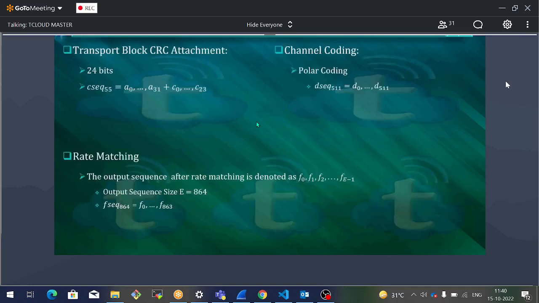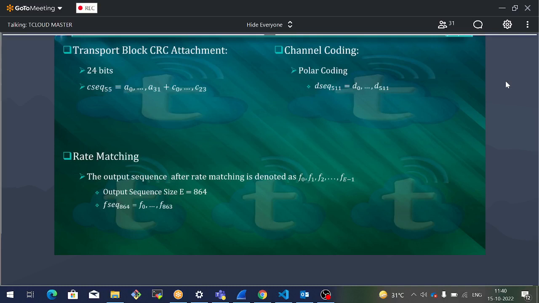So we do all other operations like CRC, you attach a 24-bit CRC. So the already existing 32 bits will become 56 bits totally. So a sequence of up to size 55, 0 to 55, 56 bits. And that goes through channel coding. After polar coding, channel coding bits are added. These 56 bits become 512 bits after channel coding.